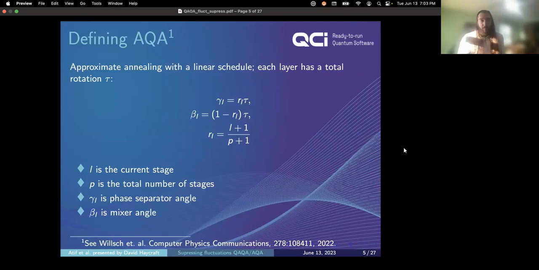In our experimental setup, we used approximate annealing with a linear schedule. Each layer has a total rotation tau. In order to guarantee that beta and gamma are never zero, we have a parameter R, which is the current stage over the total number of stages. So L+1 over P+1. And this guarantees that they'll never be zero.